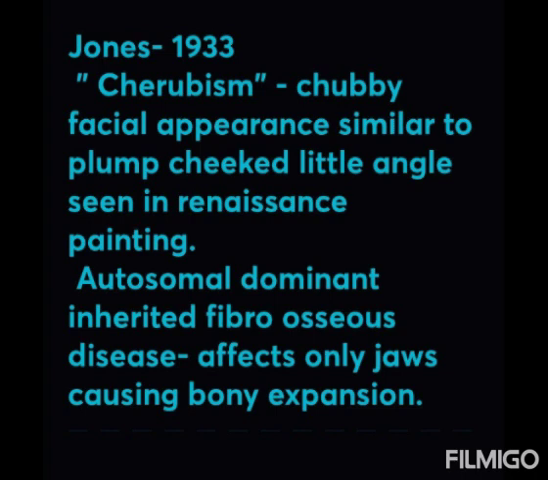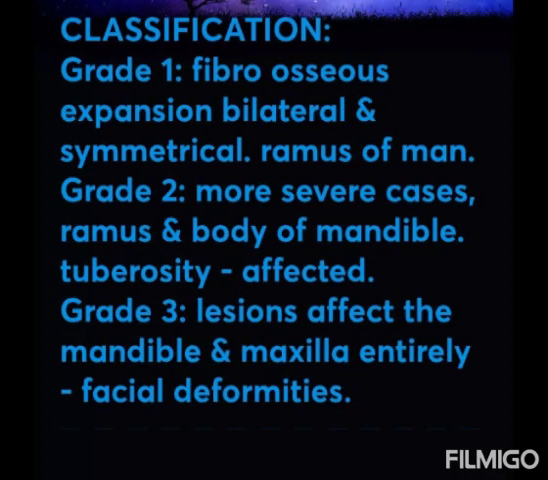It was first described by Jones in 1933, who coined the term cherubism, reflecting the characteristic chubby facial appearance similar to plump-cheeked little angels called cherubs, seen in Renaissance paintings. It is an autosomal dominant inherited fibro-osseous disease that affects only the jaws, causing bony expansion.